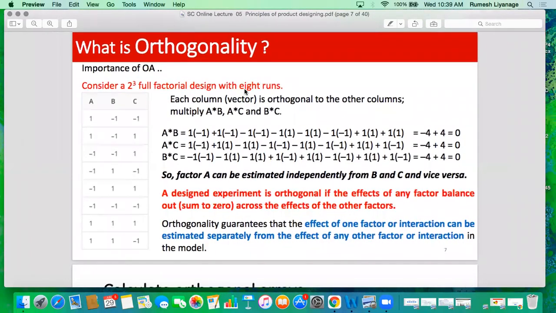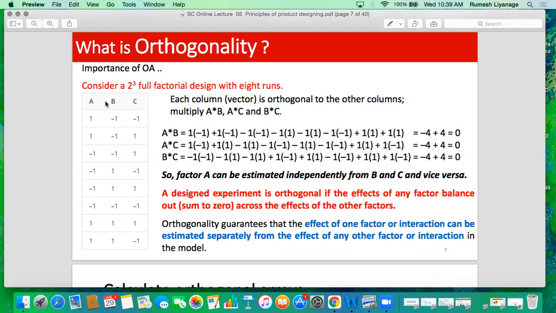And in this design, you can see the 3 factor method here. There are 3 factors at 2 levels. So these are the 3 factors, 3 columns. And as we have discussed, if it is an orthogonal design, the sum of multiplication should be 0.